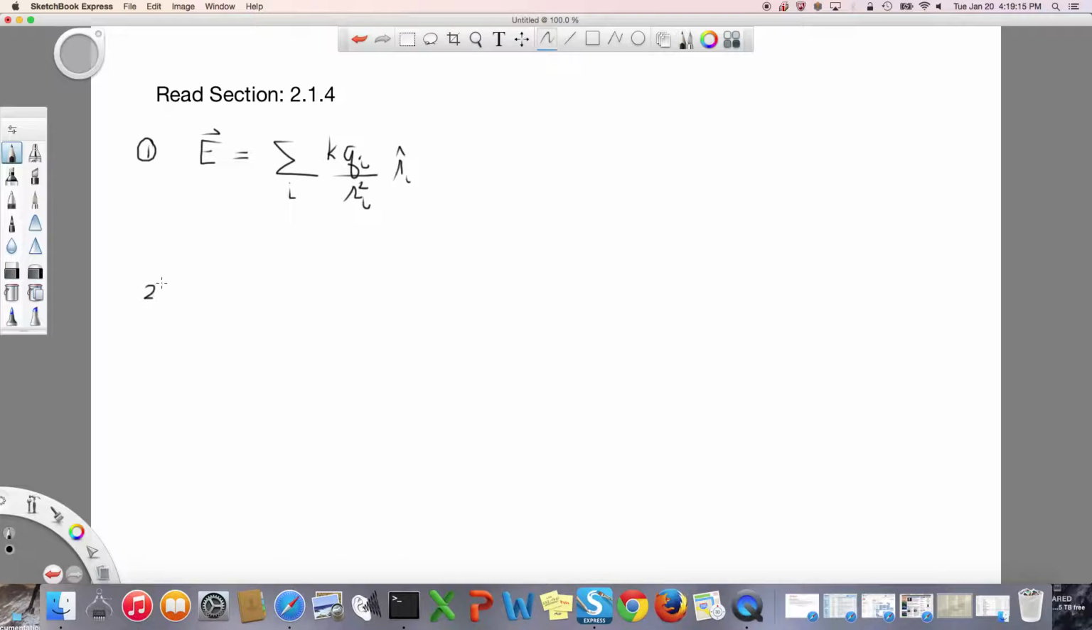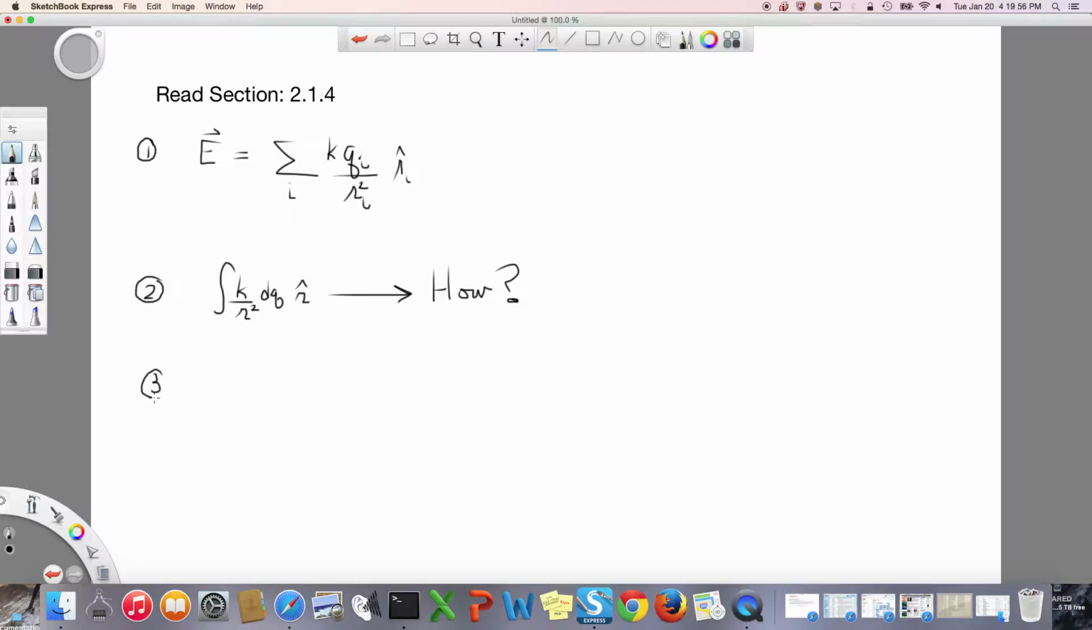Our second question has to do with continuous charge distributions. If we're going to try to integrate over k dq over r squared r hat, how do we actually do that integral? What's the independent variable? And how do we actually integrate over the 1, 2, or 3-dimensional charge distributions we're talking about?